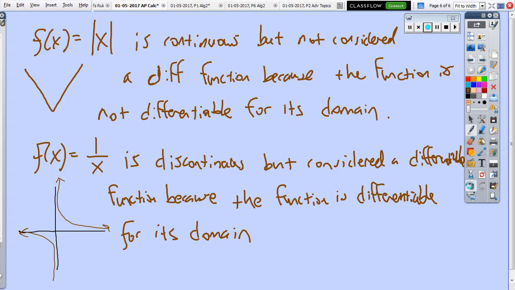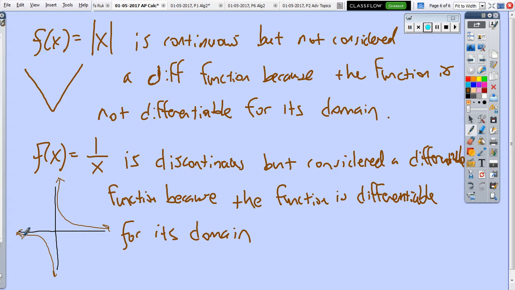Okay, so if you were to try to differentiate at point 0. This guy is differentiable for its entire domain, because 0 is not part of its domain. Let's say 0 is part of this guy's domain. It's defined. The absolute value of 0 is 0. However, this guy is not defined at 0, and that's why it's not part of its domain. That's why technically this is not considered a differentiable function, but this guy is a differentiable function.